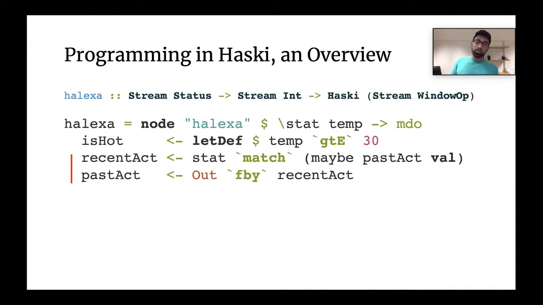We need another stream called recent act, which essentially gives us the most recent action of the user. And for this, we must look into stat. Now remember that the status update of the user might be nothing, right?